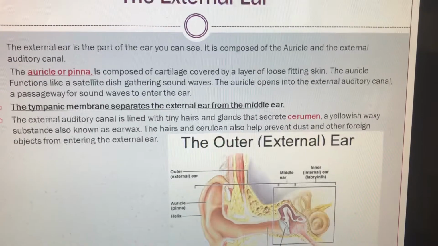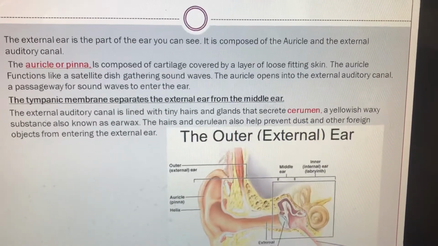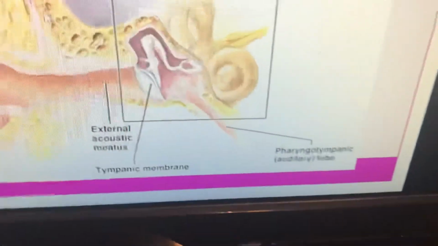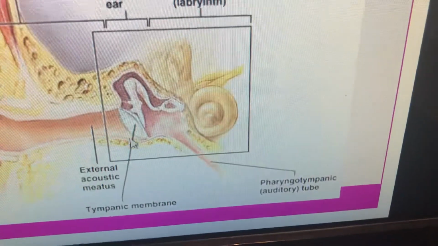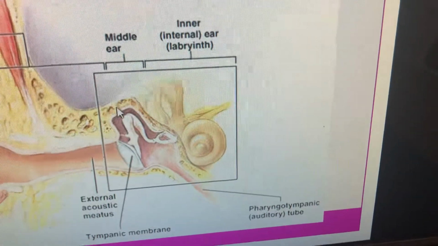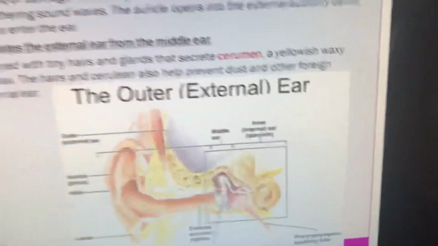The tympanic membrane separates the external ear from the middle ear. So that's right here. So here's your tympanic membrane. This is your middle ear. So that's what separates it.